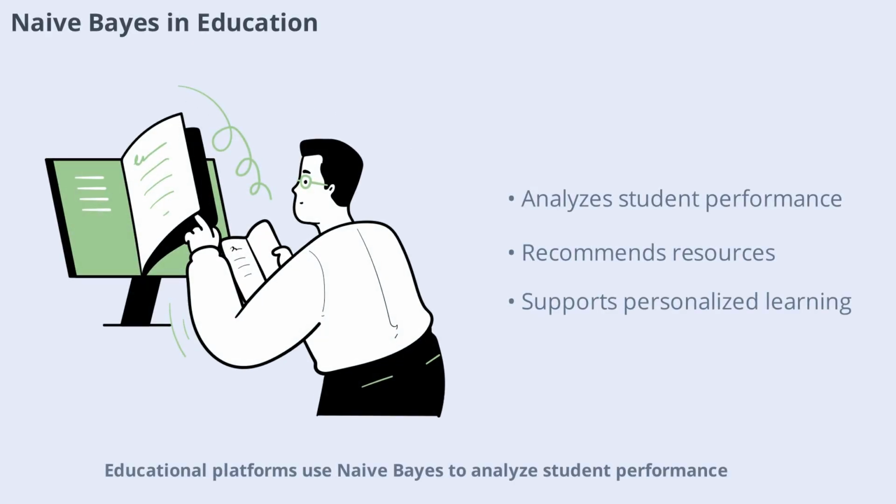Educational platforms use Naive Bayes to analyze student performance, recommend learning resources, and predict outcomes. By processing data from quizzes, assignments, and interactions, the algorithm supports personalized learning experiences.